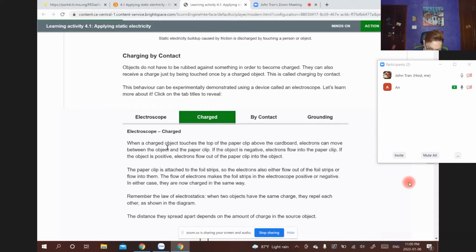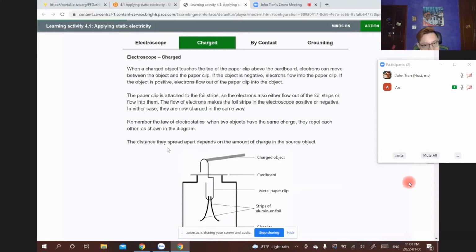The paper clip is attached to the foil strips, so electrons can either flow out of the foil strips or flow into them. The flow of electrons makes the foil strips in the electroscope positive or negative. In either case, they are now charged in the same way. Remember the law of electrostatics: when two objects have the same charge, they repel each other, as shown in the diagram.